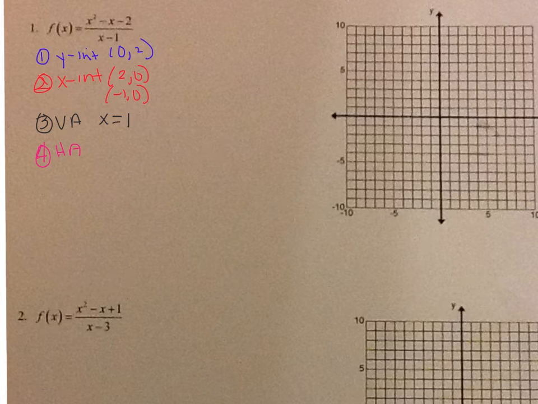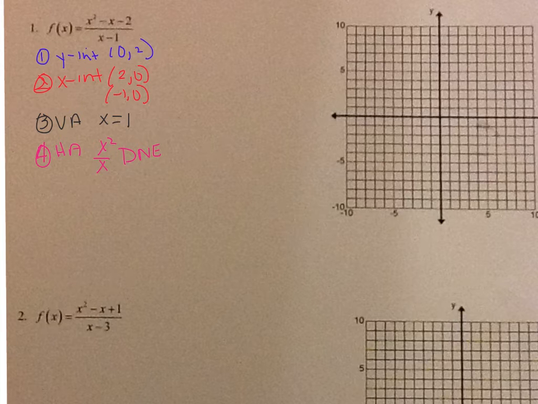Okay, so we have an x squared over x. So my numerator, the exponent is bigger than the denominator. So that means there does not exist a horizontal asymptote. And now I want my slant asymptote.